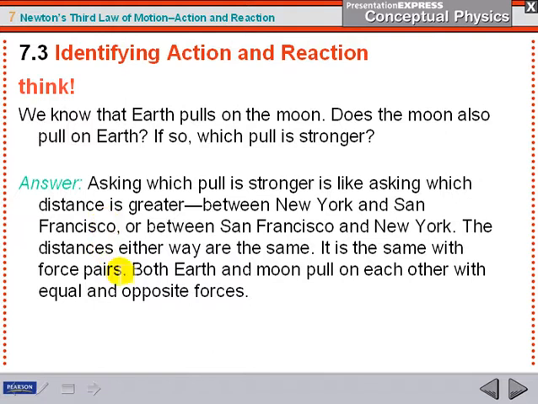The earth and the moon both pull on each other with equal and opposite forces, and the analogy he makes here is that the distance between New York and San Francisco is the same distance as from San Francisco to New York. It's kind of a redundant question.